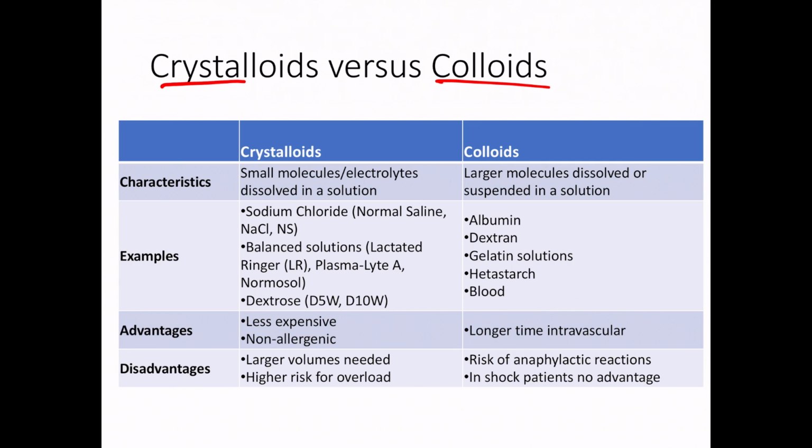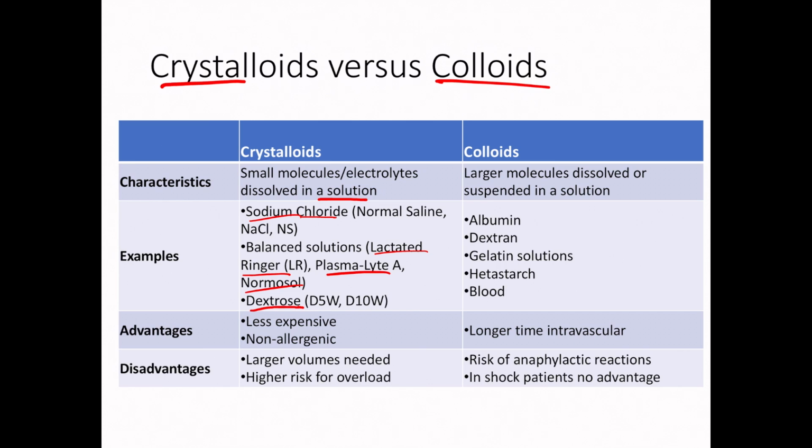Crystalloids are small molecules and electrolytes that are dissolved into a solution. This includes small molecules such as dextrose, or electrolytes like sodium and chloride, and electrolytes that can be found in lactated ringer and Plasma-Lyte and Normosol. Those solutions are known as balanced solutions, and they have various molecules including potassium and chloride and several other agents.